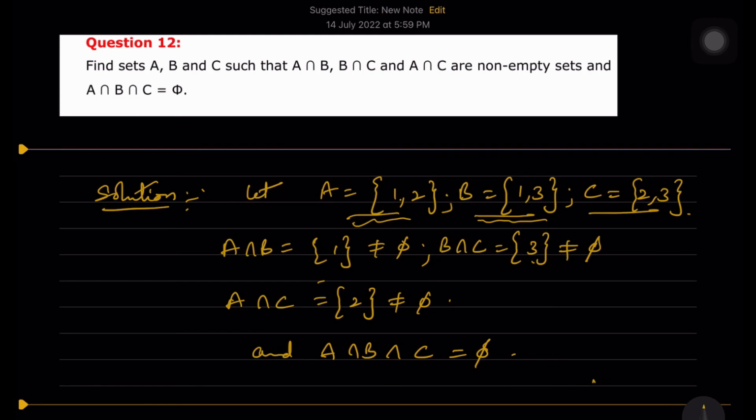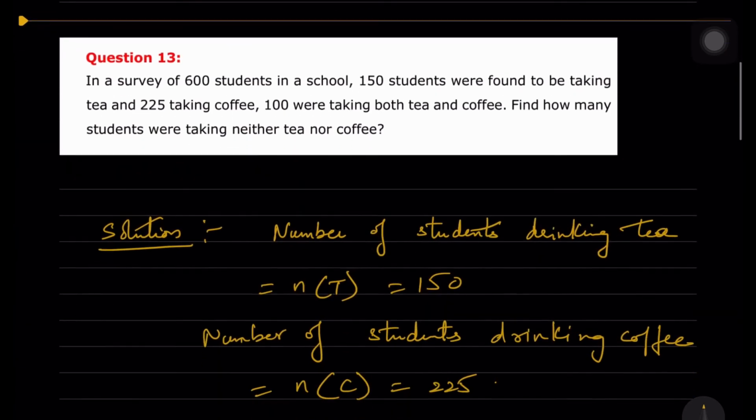But A intersection B intersection C has nothing in it, so it is equal to empty. How are we taking this? Because in A intersection B intersection C, you don't have 1 in all the 3, you don't have 2 in all the 3, you don't have 3 in all the 3. So therefore it is the empty set. Hence proved.